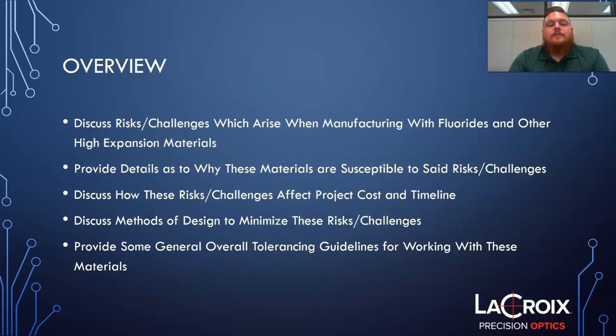As a general overview, we will discuss the risks and challenges which arise when manufacturing with fluorides and other high expansion materials. I'll provide you with some details as to why these materials are susceptible to said risks and challenges. We'll discuss how they can affect your project cost and timeline. I'll give you some methods of design that you can use to minimize these risks and challenges, and then I'll provide you with some general tolerancing guidelines for working with these materials on your future projects.